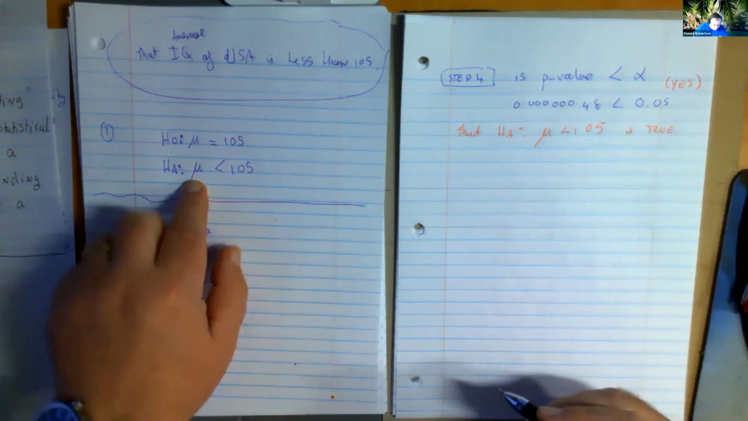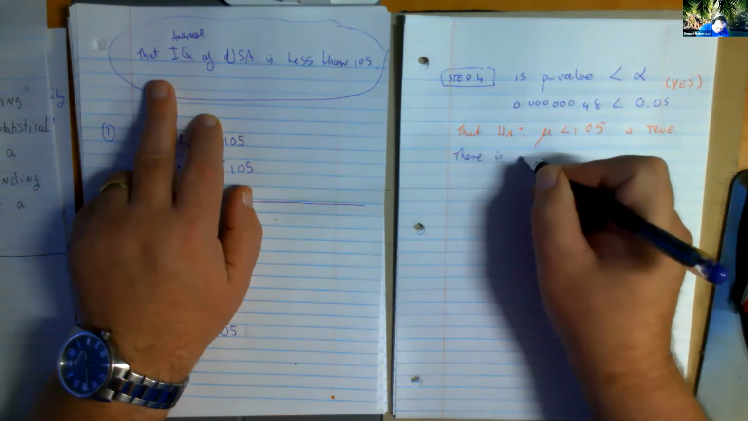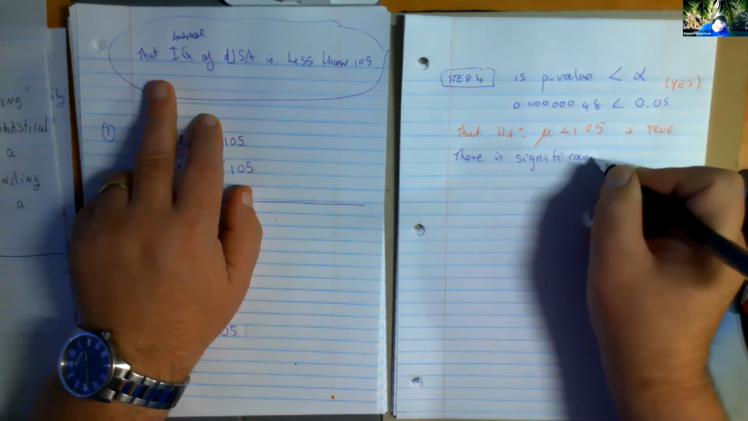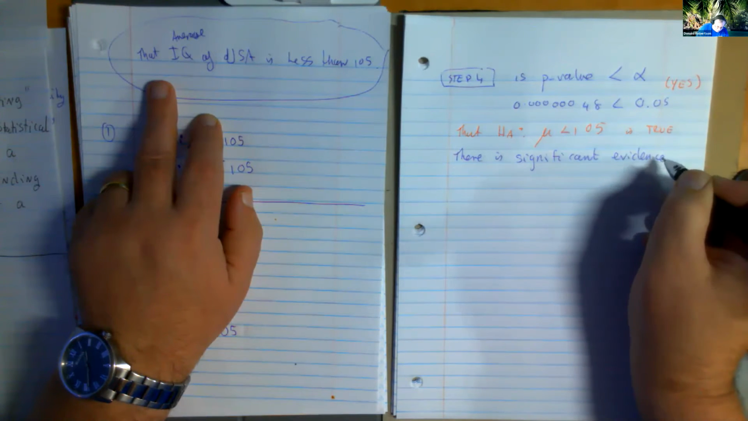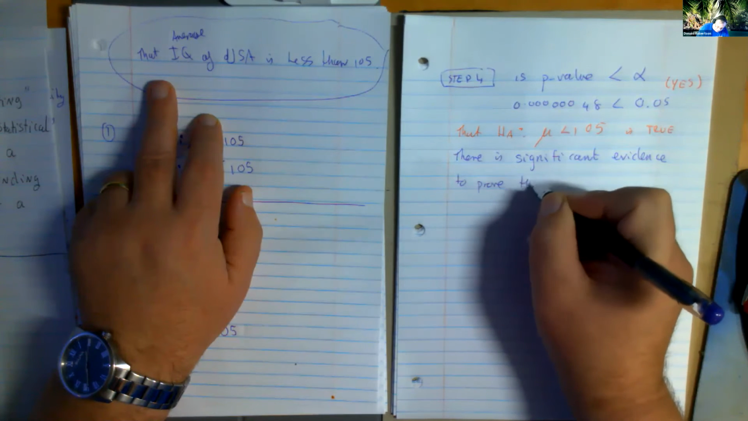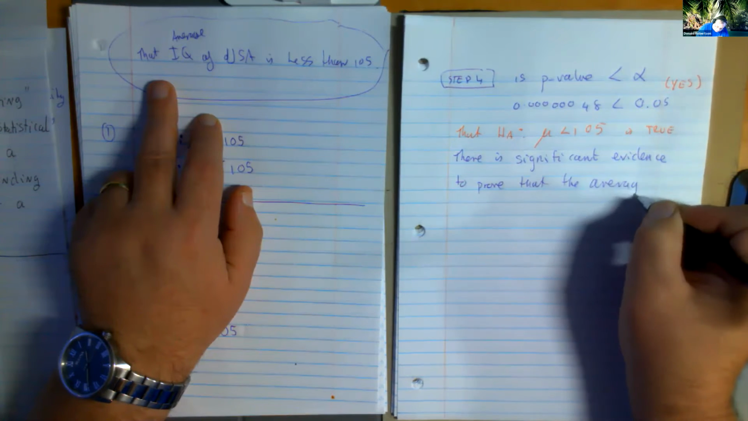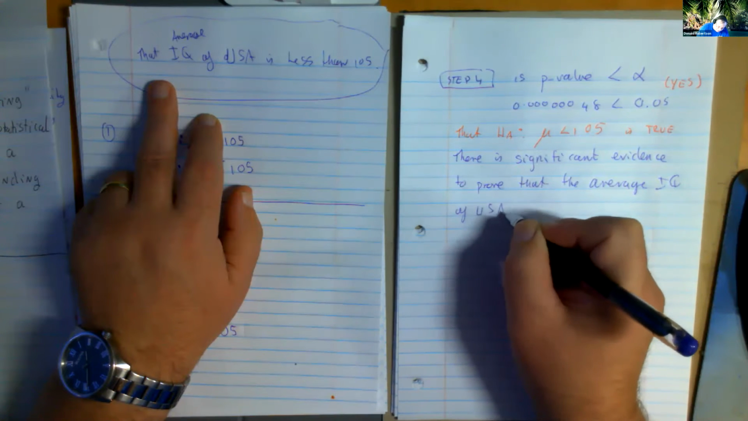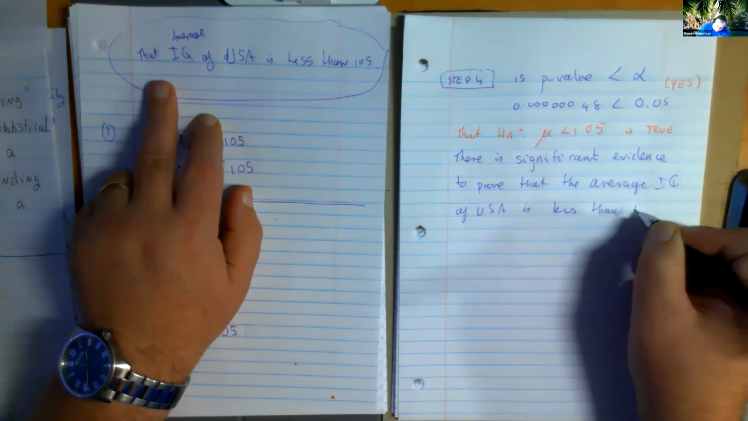In English, we would be able to say there is significant evidence to prove that the average IQ of Americans is less than 105.